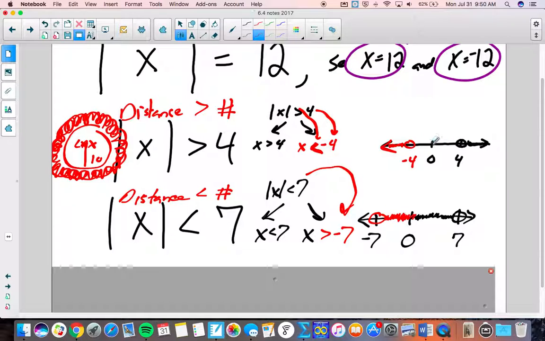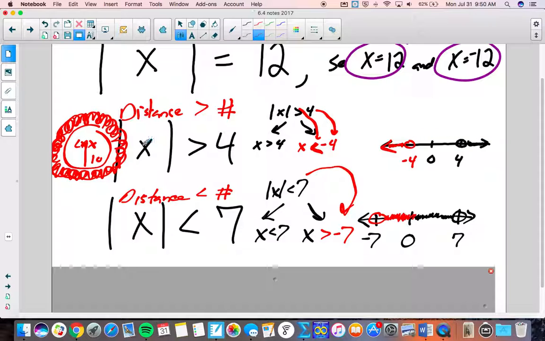Let's try 0. Is the absolute value of 0 greater than 4? No, 0 is not greater than 4. You could always check your numbers right here where the points are, whether they're open or closed, and make sure that if you plug that number in here, you should get the two numbers equal. And that happens here.